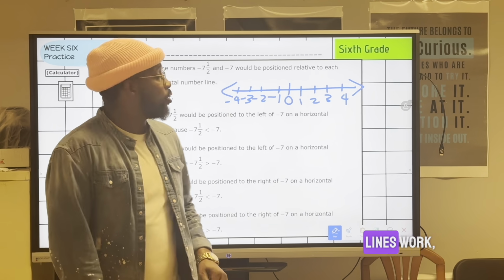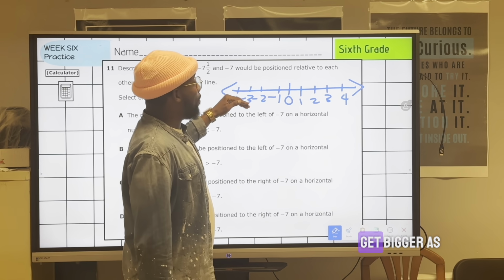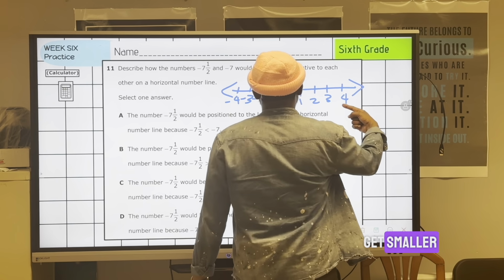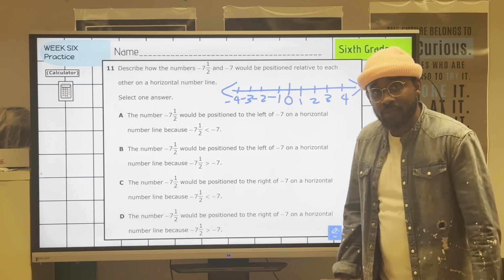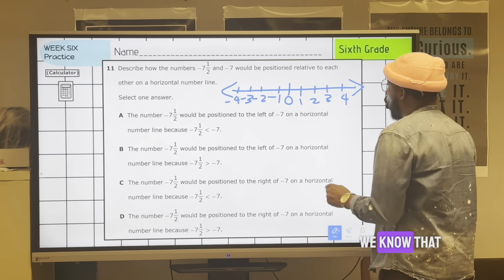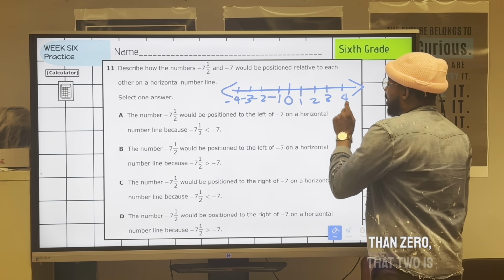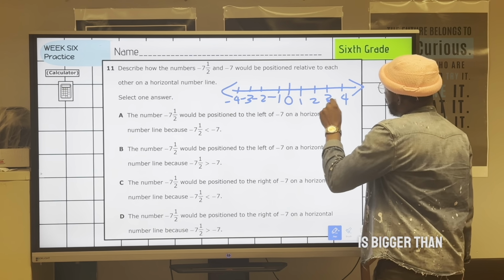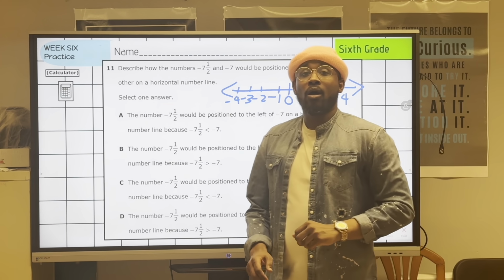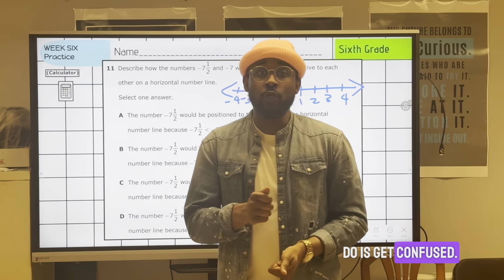The way number lines work, the numbers get bigger as we move to the right, and the numbers get smaller as we move to the left. What you'll notice is that on the right side, we know that 1 is bigger than 0, that 2 is bigger than 1, that 3 is bigger than 2, and that 4 is bigger than 3. What I don't want you to do is get confused.